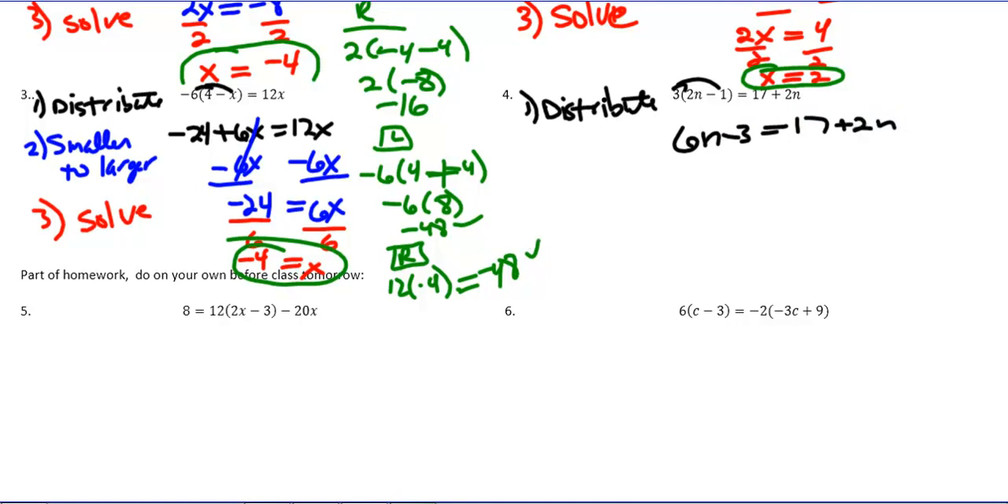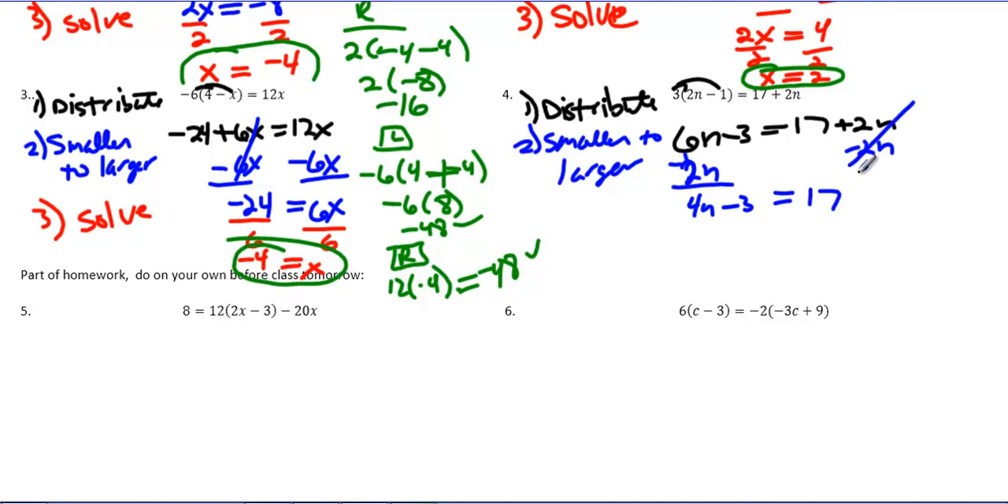Up next we're going to go smaller to larger. So 2 is the smaller one. Let me subtract 2n from both sides. That'll get me 4n minus 3 equal to 17. That'll cancel out. And then just like in all the other ones, our third step now is to solve.